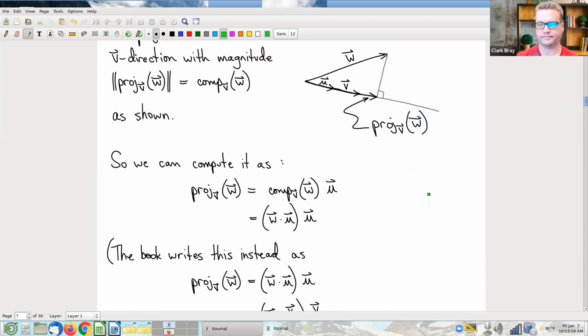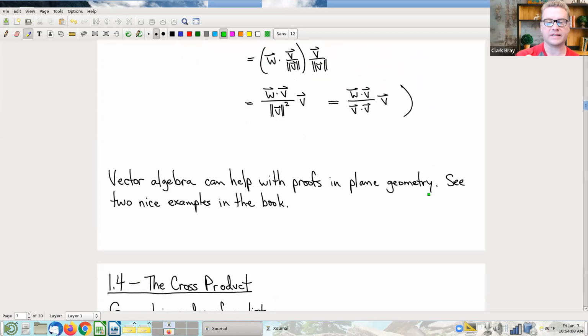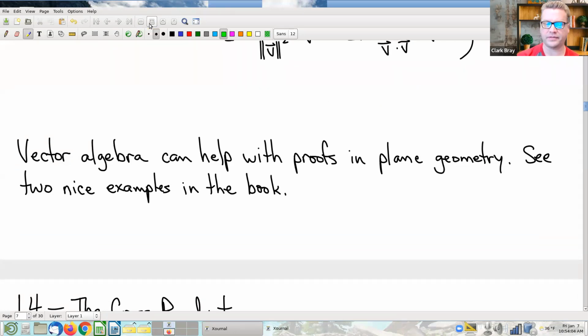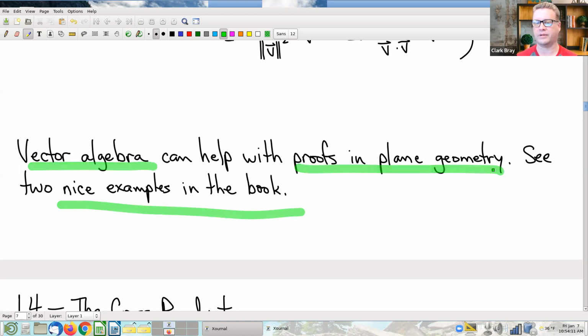All righty. Okay, last comment before we go on to section 1.4 is that there are some nice examples in the book of how you can use vector algebra to prove certain facts about plane geometry.